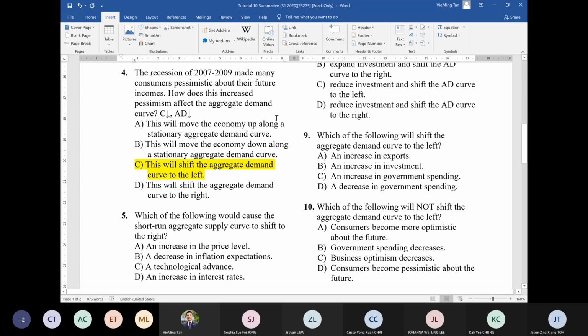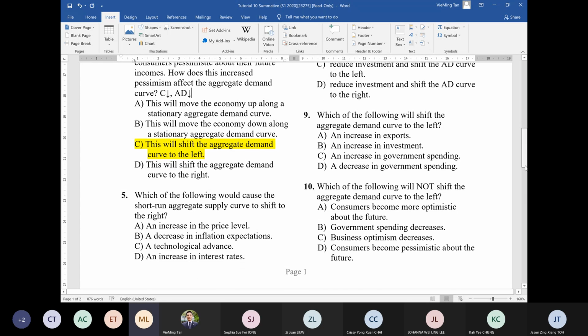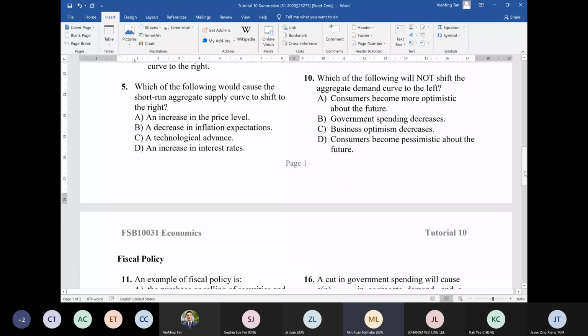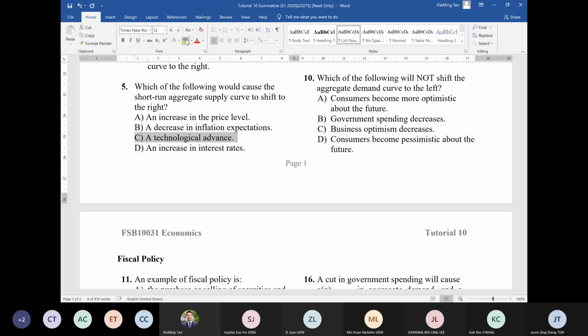Okay, number 5, Ming Shen. Which of the following would cause the short-run aggregate supply curve to shift to the right? C. A technological advance. Yeah, technological advance. So the answer is C.